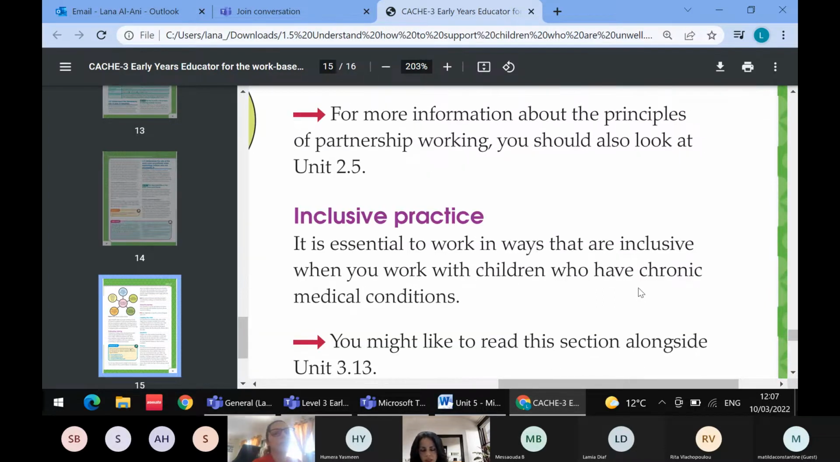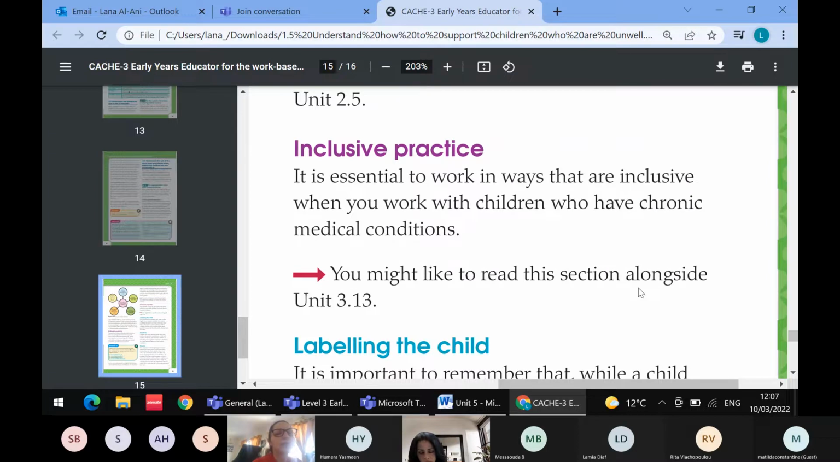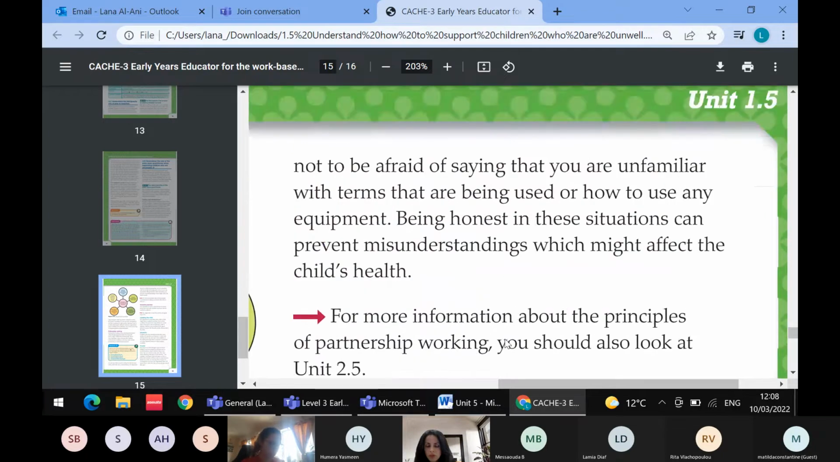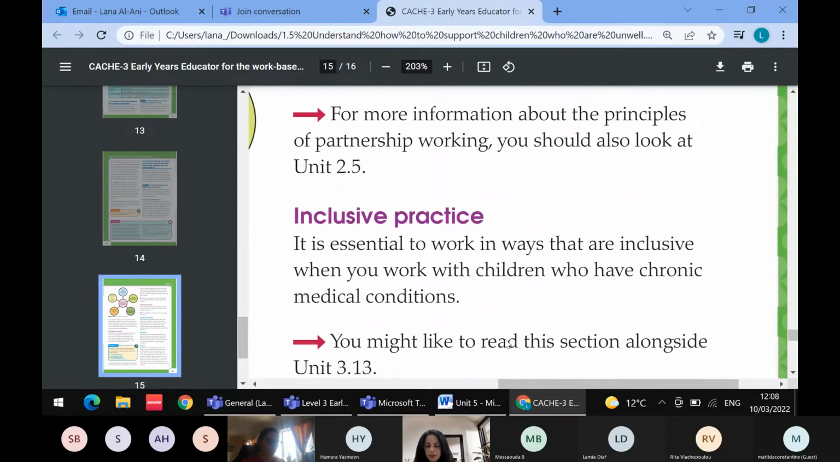Also, inclusive practice. It is essential to work in a way that's inclusive. So, if the child has got a medical condition, what would you do first of all? What's exclusive? What's inclusive practice?